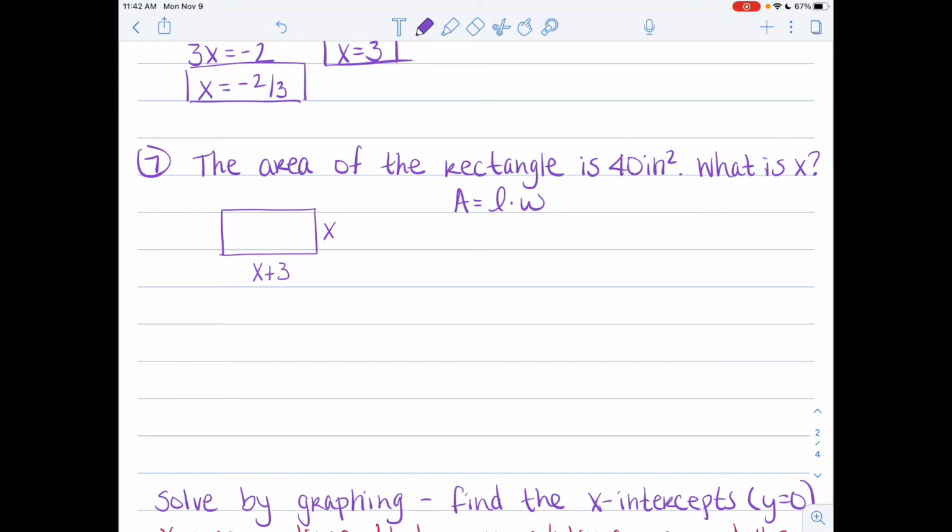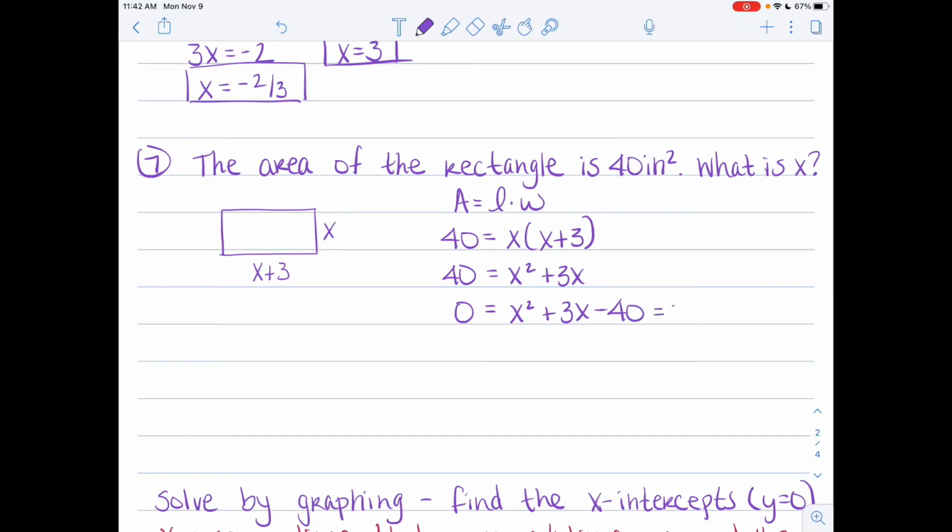We know that the area itself is 40, that was given in the problem, and my length and width are given in terms of x. I have an x and an x plus 3. So I want to solve this equation: 40 is equal to x squared plus 3x, and I want to go ahead and move the 40 to the other side so that I have a 0 on one side or the other.